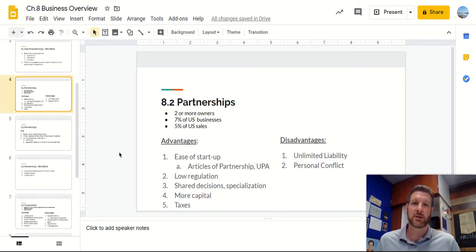And you also have specialization. While one person has to do everything in a sole proprietorship and you might not be good at everything, in a partnership you can say, hey, you handle this aspect of the business, I'll handle this aspect of the business. We can ignore the parts we're not good at, and so that by its nature increases the efficiency of your business, where you have everybody tailoring to their skills.